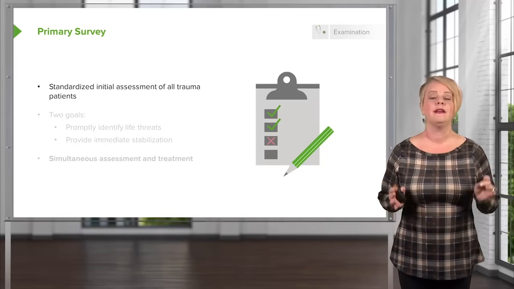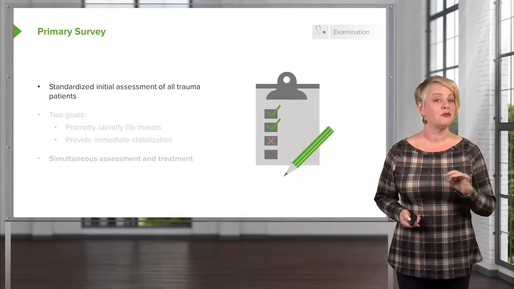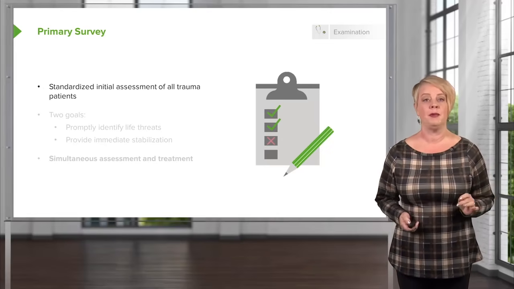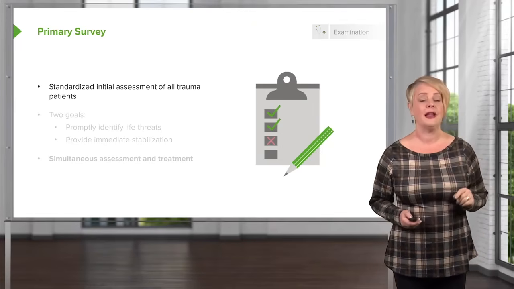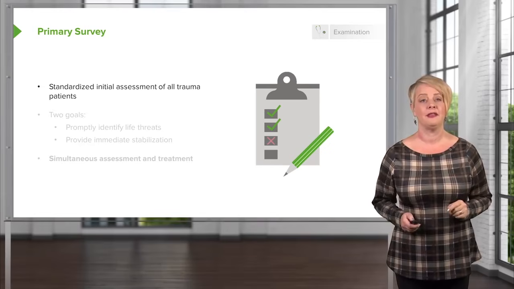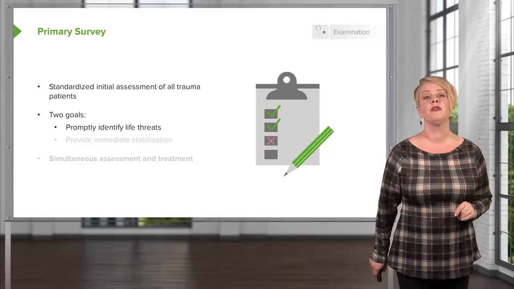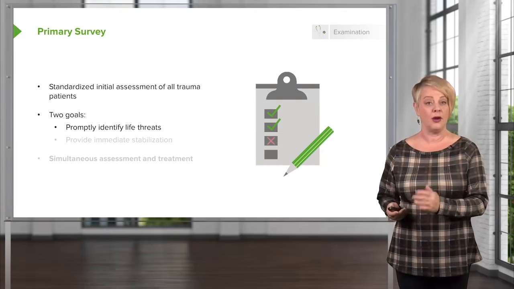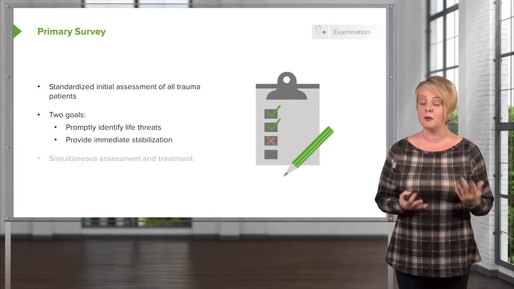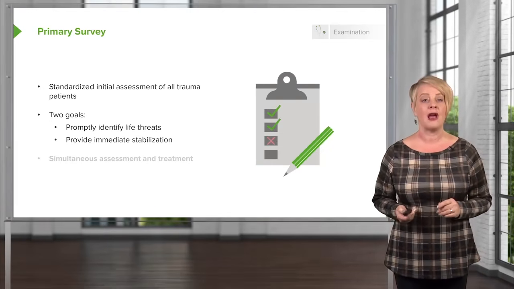The primary survey is a standardized way of performing your initial assessment of all trauma patients, and it should be done exactly the same way every single time in every single case so you don't miss anything. There are two major goals of the primary survey. One is to identify life threats quickly, and two is to provide stabilization when life threats are identified.